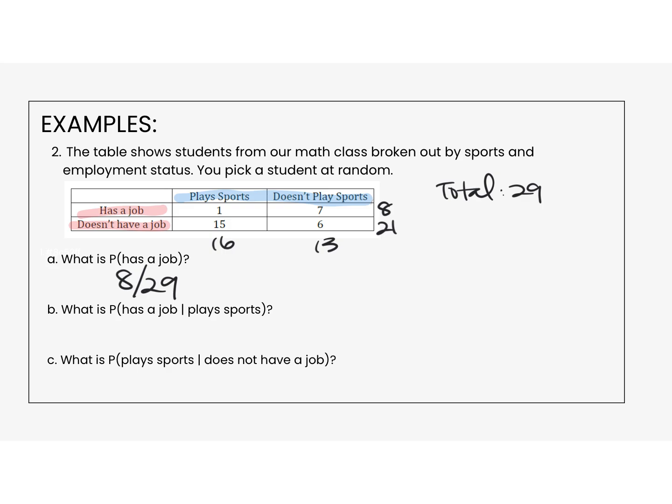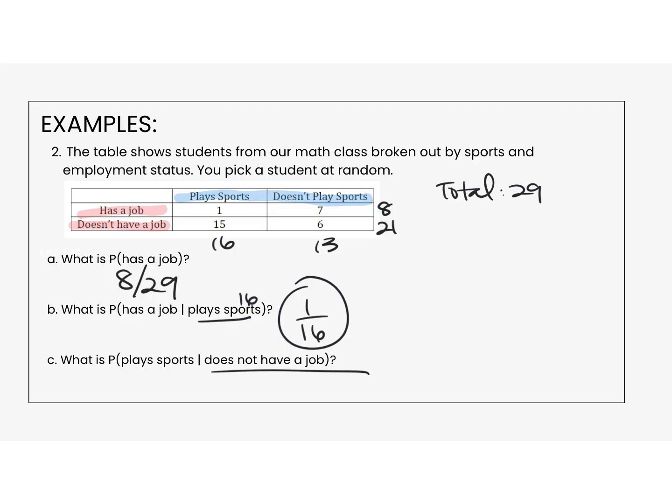All right, so B, what is the probability that a student has a job given they play sports? Well, there are 16 that play sports. Of those, only 1 has a job. So 1 out of 16. C, what is the probability that a student plays sports given they do not have a job?